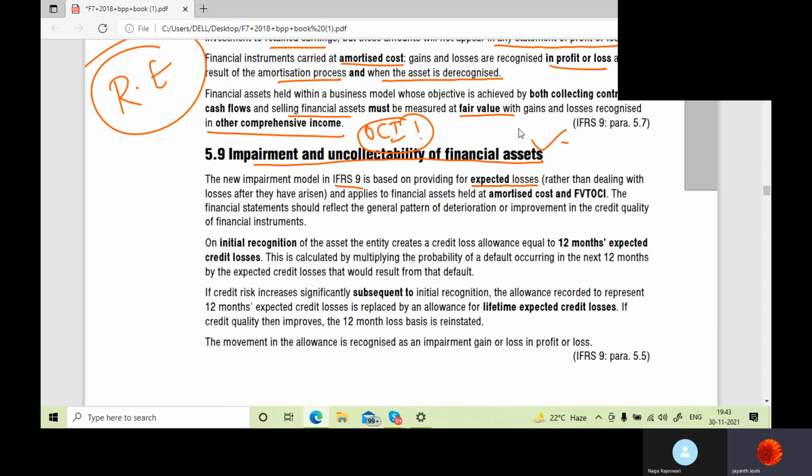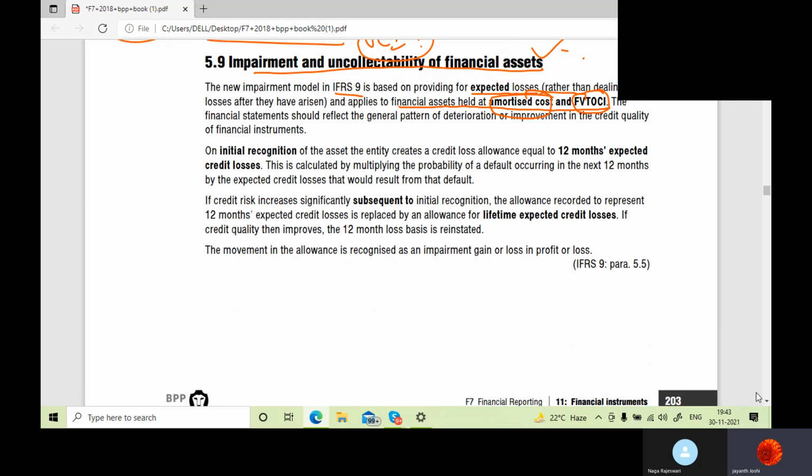That means you expect the securities to go down, and this applies for financial assets held at amortized cost and fair value through other comprehensive income, because these are the only ones which you are going to hold. This you are going to hold till maturity. This you are going to hold for some period of time and then sell. So both the securities can fall. Am I right? Yes, sir. And that can fall because of the deterioration in the credit quality. Correct? Yes, sir. Improvement can also happen and deterioration can also happen.